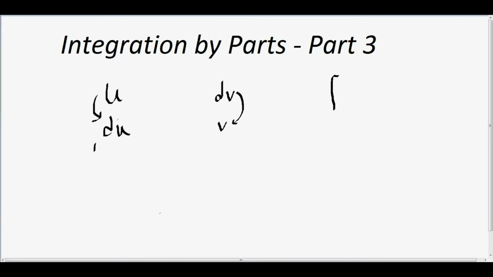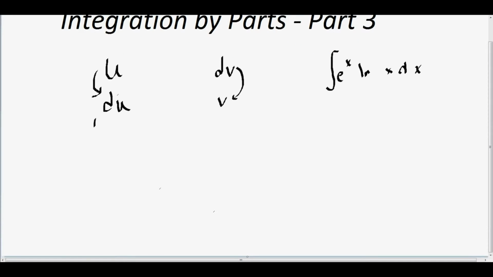So let's say you have a problem like e to the x times ln x, for example. Since ln x is not easily integrated but very easily differentiated, you'd want to pick ln x as your u. So then e to the x dx becomes your dv. So that's how you do it in general.